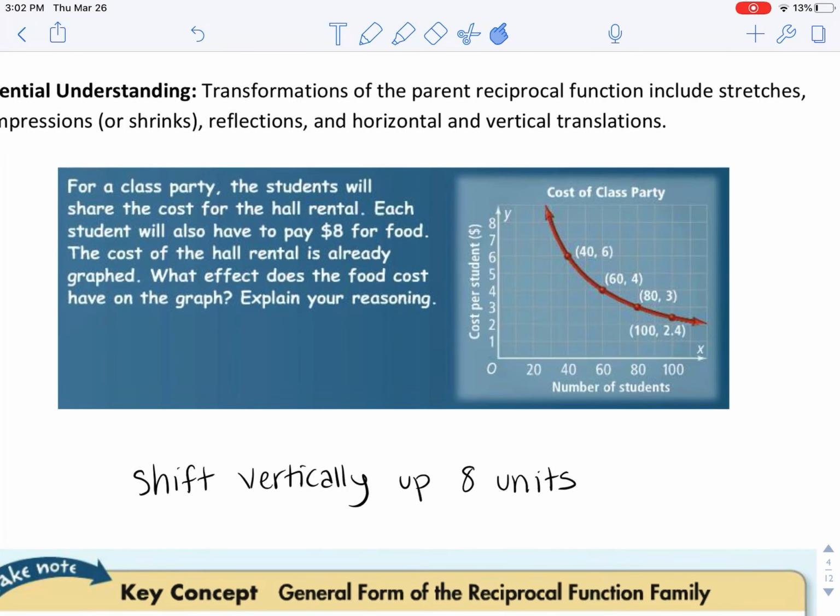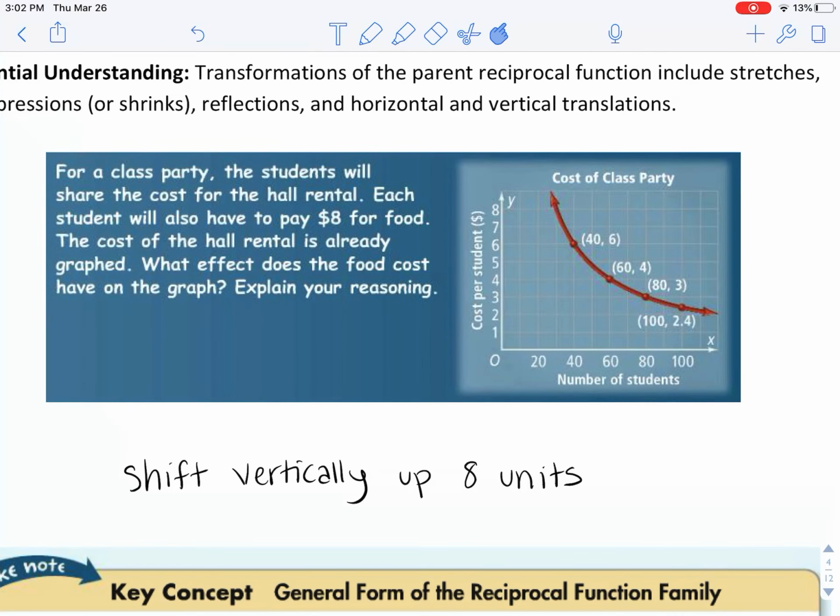So just real quick here, for a class party, the students will share the cost for the hall rental. Each student will also have to pay $8 for food. The cost of the hall rental is already graphed over here on the right, so you'll notice that, for example, if we look at the point 40, 6, the 40 represents the number of students, the 6 is the cost per student. That is just the cost of the hall rental. So the question is, what effect does the food cost have on the graph?